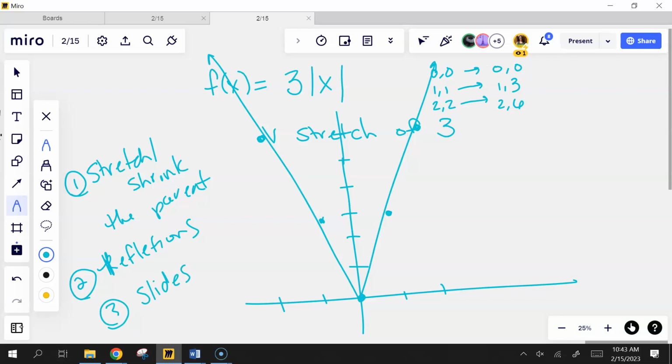Like, why didn't you do one? I just didn't graph the parent. Is that what you're saying? This is the parent. And then the blue one there is the one that's vertically stretched. Does that make sense? I mean, somewhat.